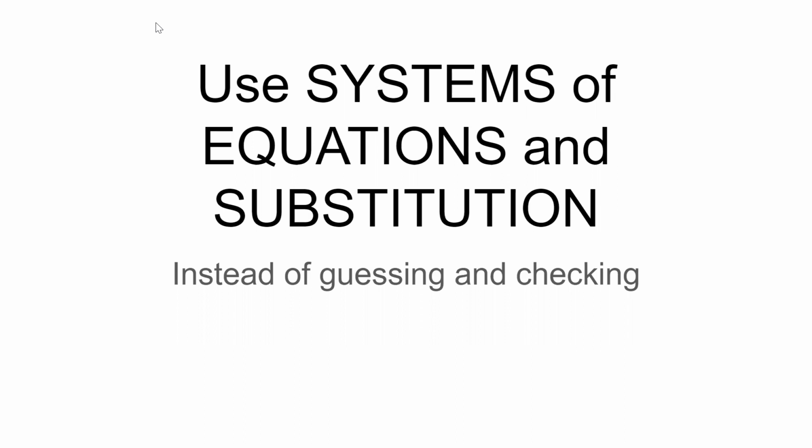In this video, we're going to learn how what we've been looking at with the shot put problem and the candy problem can be formalized using systems of equations and substitution. So these are two things we're going to look at today, systems of equations and substitution. And we're going to try to use that instead of guessing and checking. And you started to discover this already on Monday.